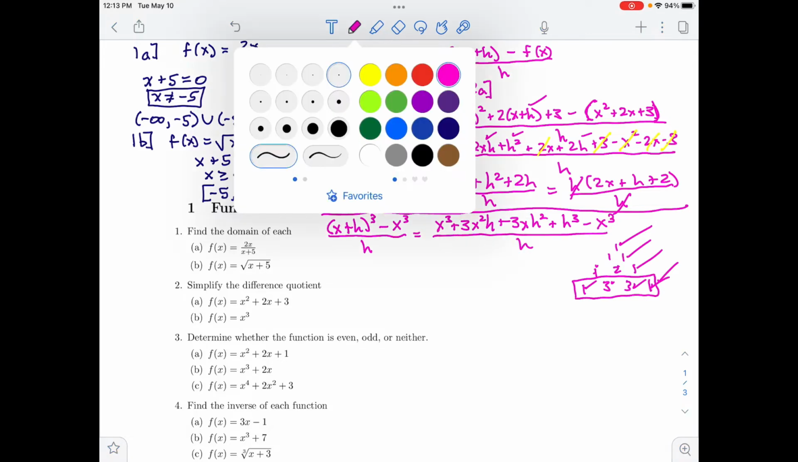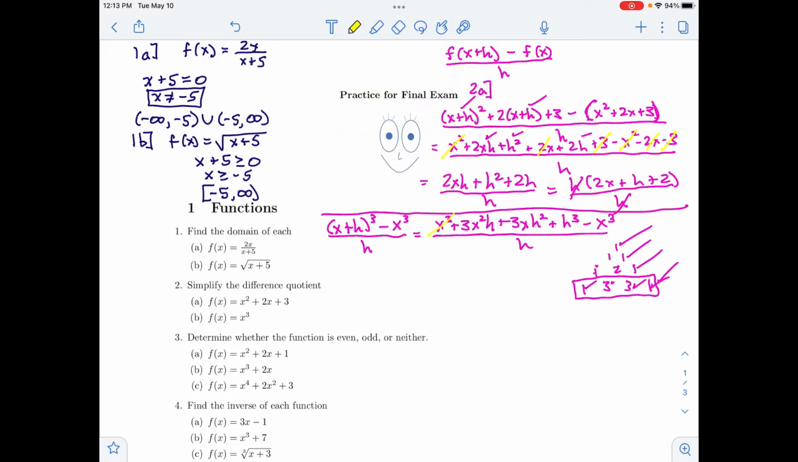And once again, we have some things canceling out, just these x cubes. And then we have 3x squared h plus 3xh squared plus h cubed, all over h. And when we factor out the h and cancel, all we're left with is, let me see if I have room here.